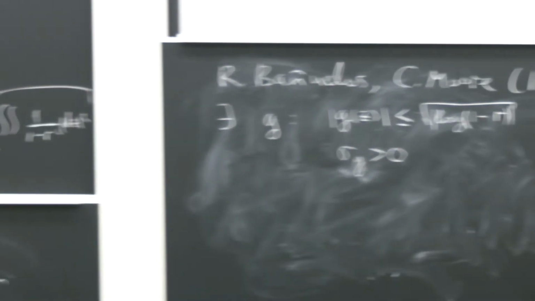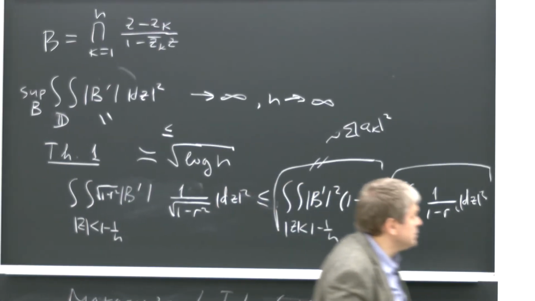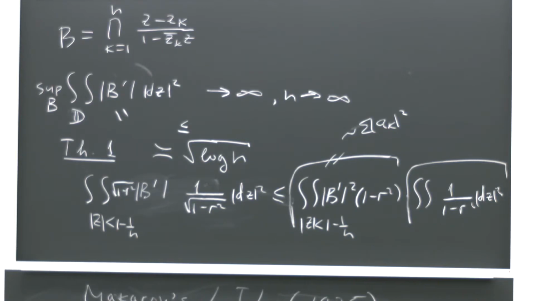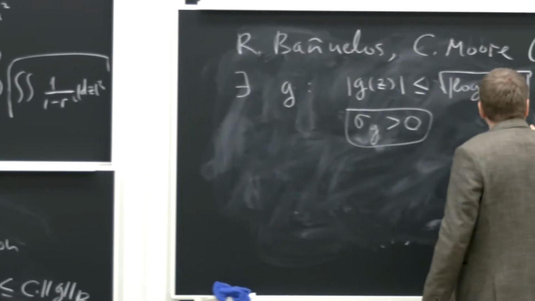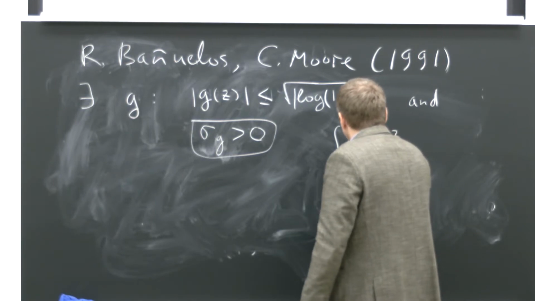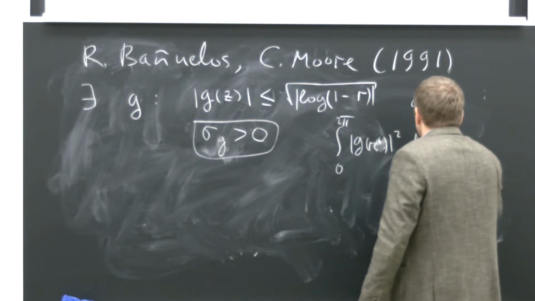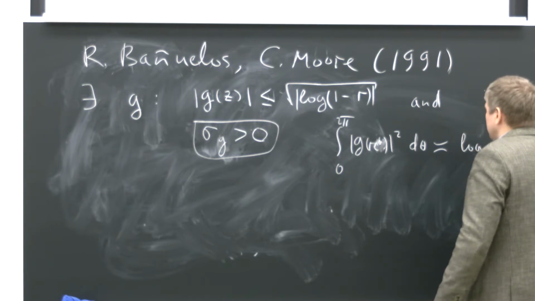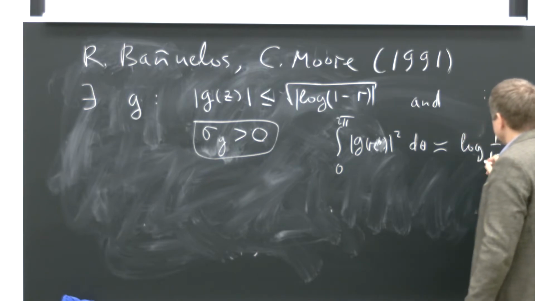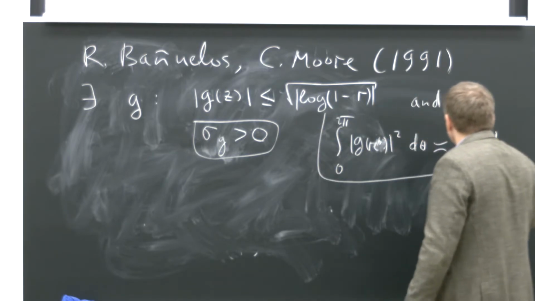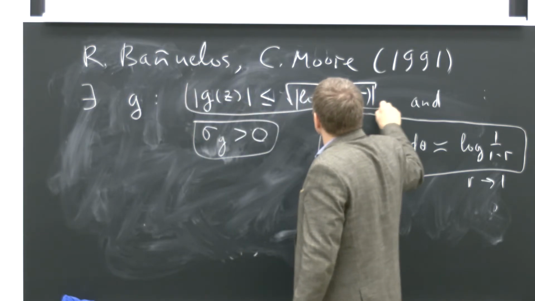This estimate is sharp. This example shows. Okay, let me demonstrate it. What does this greater than 0 mean? It means that g of z squared behaves like, okay, g of r e to the i theta, theta from 0 to pi, behaves like log 1 minus r as r tends to 1. So what we need? We need this relation as well together with this inequality.